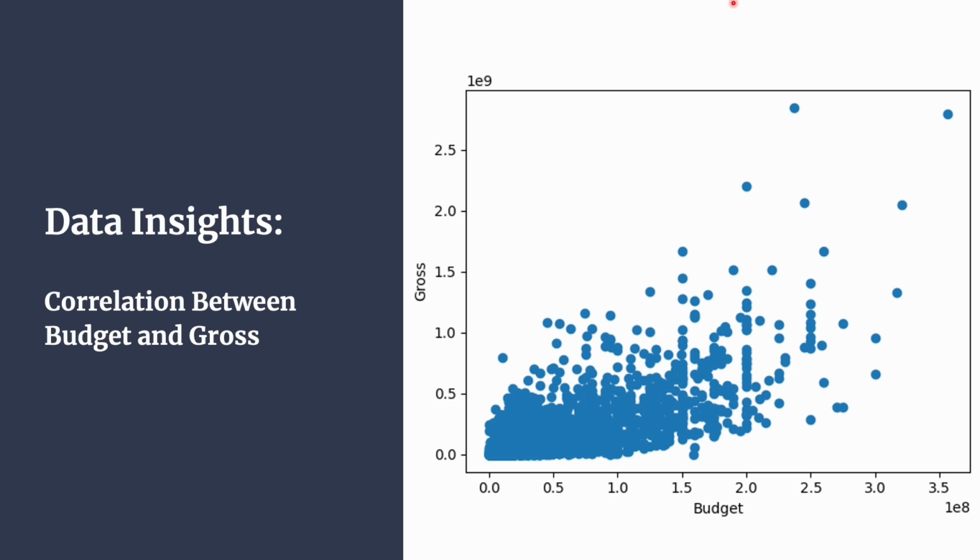And the last insight we decided to look at is the correlation between budget and gross. And as you can see, basically, the more money you spend on making the movie, the more money you'll get from that movie.